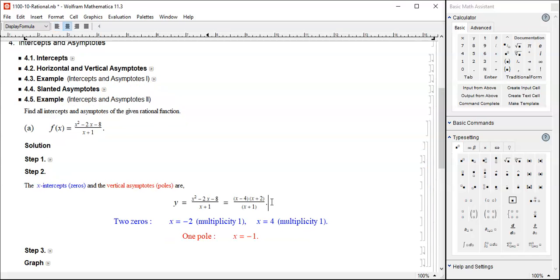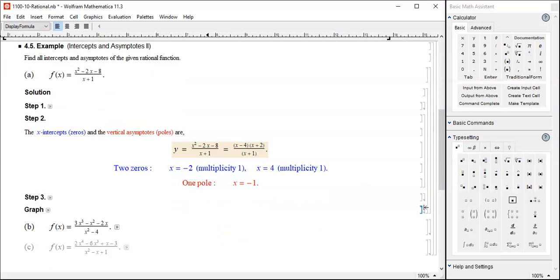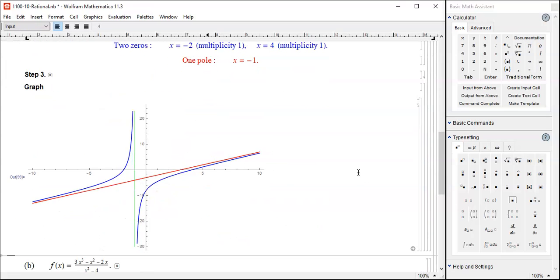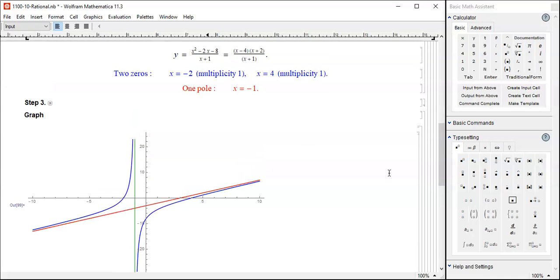Step 2, factor the numerator and factor the denominator. The denominator is already in factored, simple form, so no problem there. You're going to get zeros from the numerator and poles from the denominator. So the zeros are going to be x-intercepts, and the vertical asymptote will be this pole down here. If you graph it, you're going to get something like this: one pole, vertical asymptote x equals negative 1, and then two zeros, x equals negative 2 and x equals 4. But then again, what about the slanted asymptote?